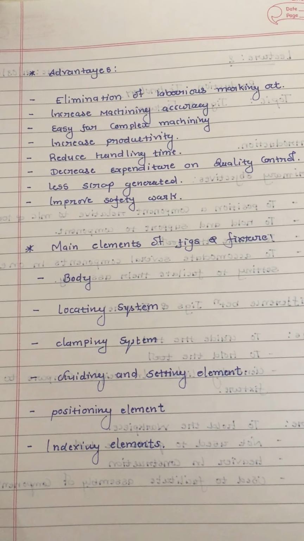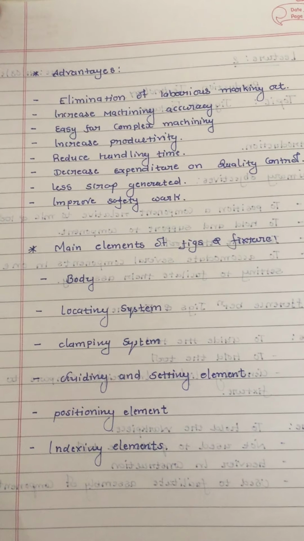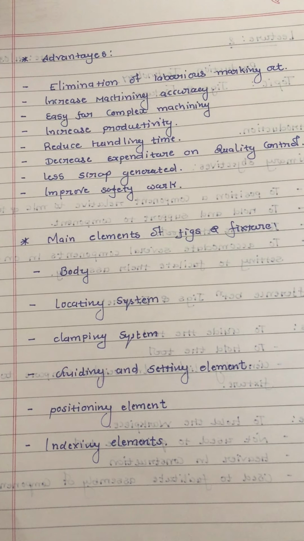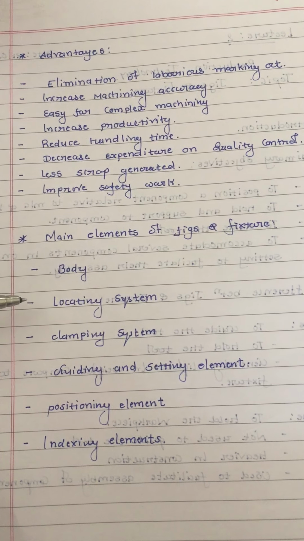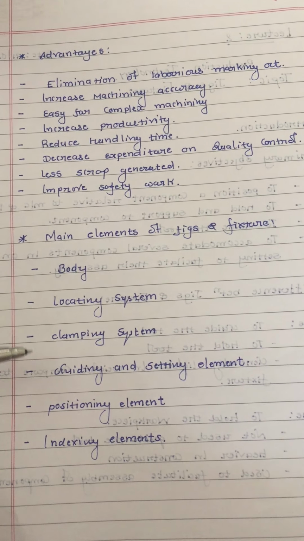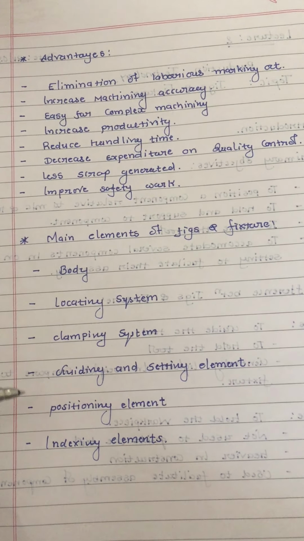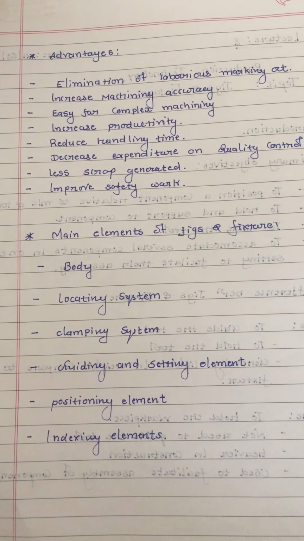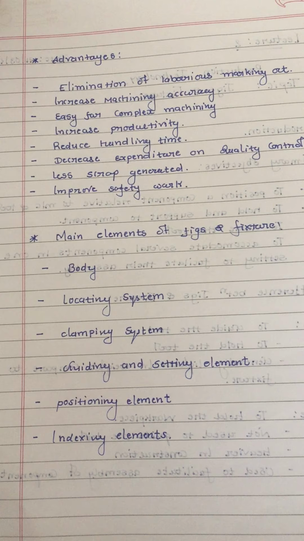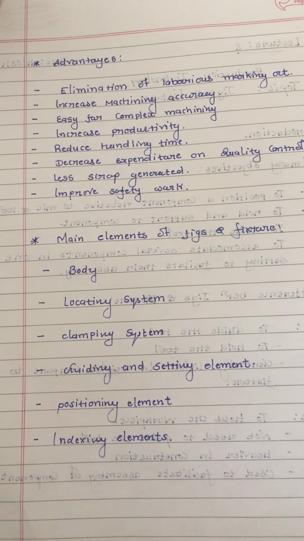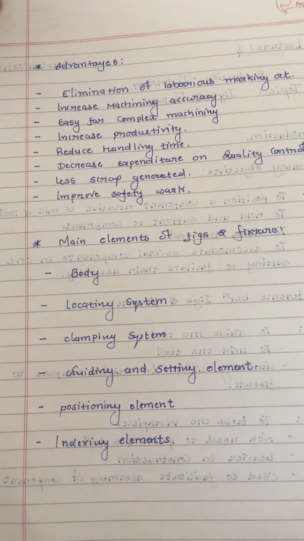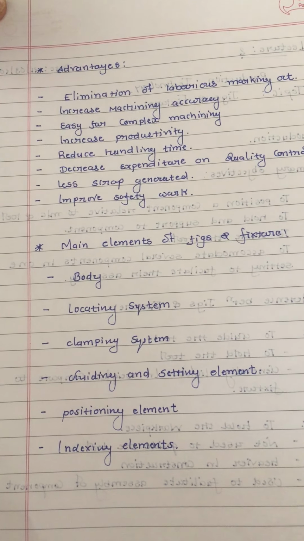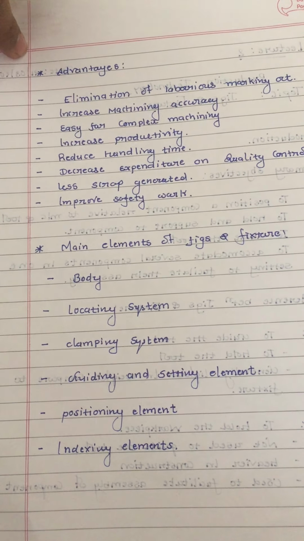Now we move forward to the main elements of jigs and fixtures. So these are the main elements. First one is the body, second is the locating system, then the clamping system, then guiding and setting elements, positioning elements, and indexing elements. These are the basic elements of jigs and fixtures. Basically, two elements are very helpful for jigs and fixtures, which are the locating system and the clamping system.